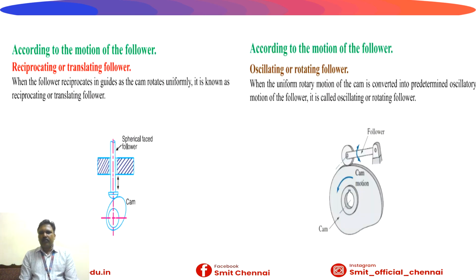Then, according to the motion of the follower, we can simply categorize into two types: reciprocating and oscillating. Reciprocating, as we can easily see in the diagram on the left hand side: while moving, the follower reciprocates, that is, you get an up and down motion. Oscillating is just like a pendulum. It is an oscillating up and down motion, as I showed on the right hand side of this diagram. That is, the uniform rotary motion of the cam is converted into oscillatory motion of the follower. You can simply understand it from this diagram. Whenever the cam is rotating, the follower automatically gives oscillating motion.